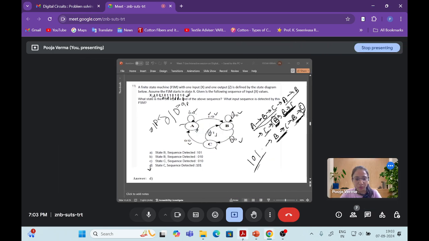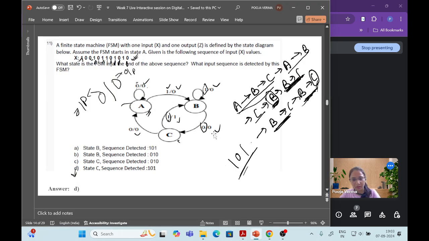Just we need to monitor here. We will go deep down in the finite state machine in the next week. Then I will solve the more complicated problem. But this is a simple problem of FSM. One input sequence is given and one output is there. There is a 2-bit input and output also. So there will be more states and input output. So it is a simple problem. They have asked at the end which state and what will be the input sequence.